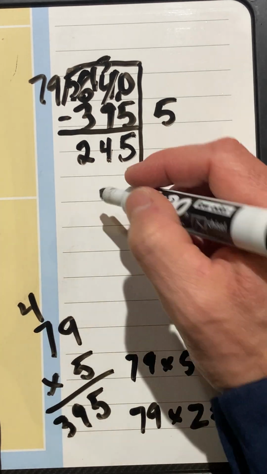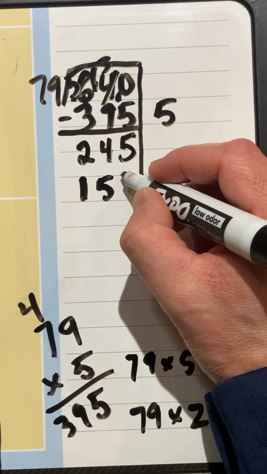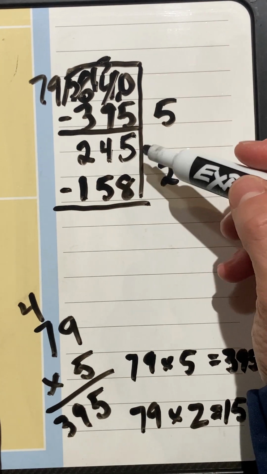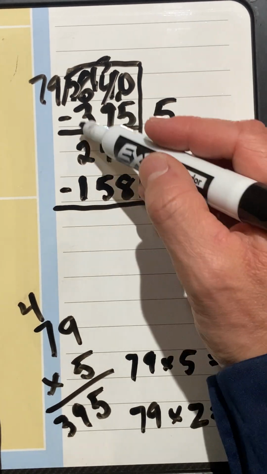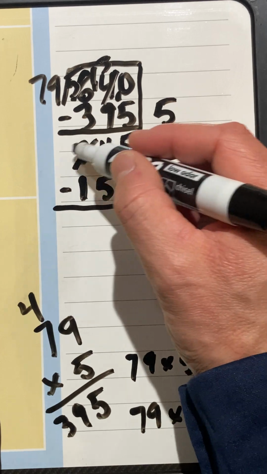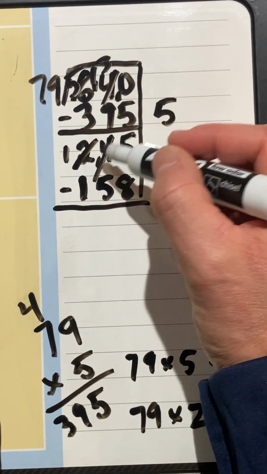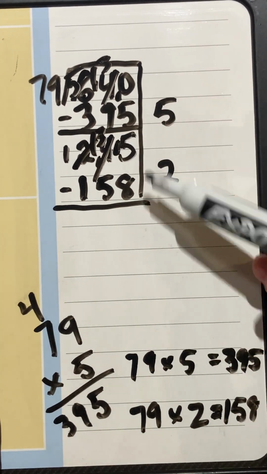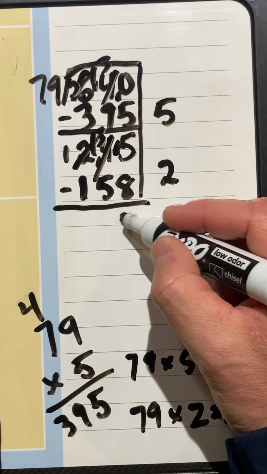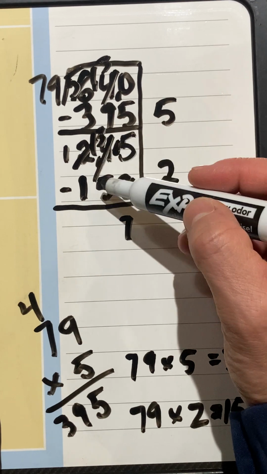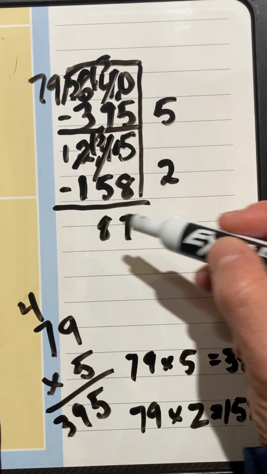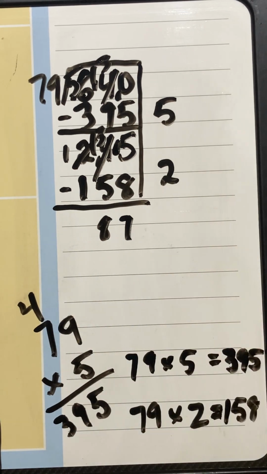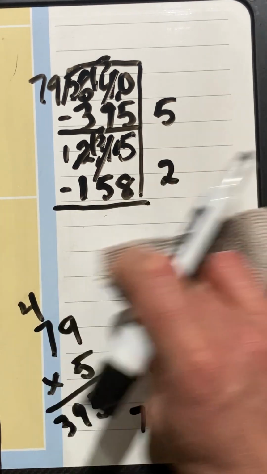And 79 times 2 is 158. So we'll subtract that. I'm going to have to come all the way over here to borrow again. So it'll become a 13. Again, hard to see. 15 subtract 8 is 7. 13 subtract 5 is 8. So this number here is 87. Let me write a little bit better.